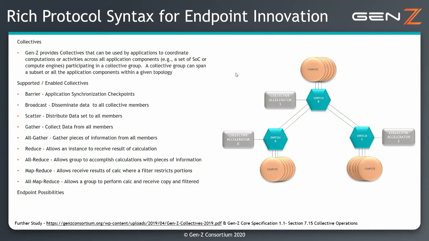A broadcast opcode is a collective. It serves to disseminate information from an application instance to all other application instances participating in this collective group. A scatter collective enables an application instance to distribute a data set to all other instances participating in that collective group. There's a gather. It enables an application instance to collect datum from multiple applications and consolidate that datum into a single contiguous data set.